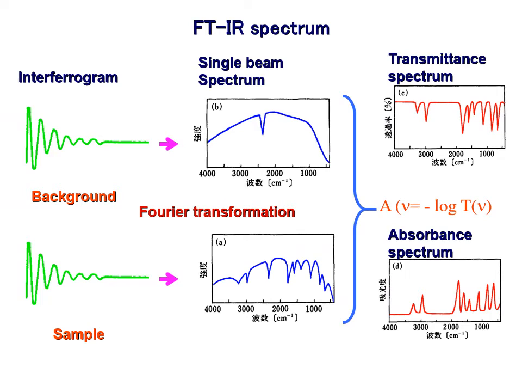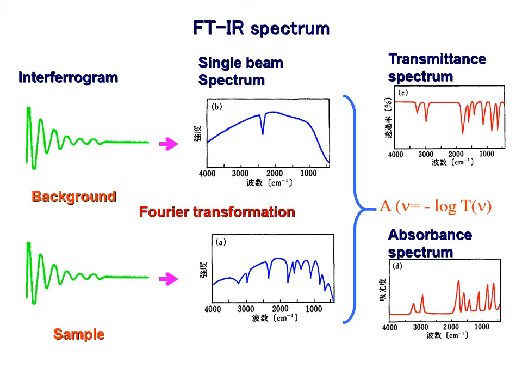Since many FTIRs use the single beam method, it is necessary to measure the incident light intensity, I0, and the transmitted light intensity, I, after being absorbed by the sample separately. First, measure the background interferogram without sample. Fourier transform it to get the background single beam spectrum.